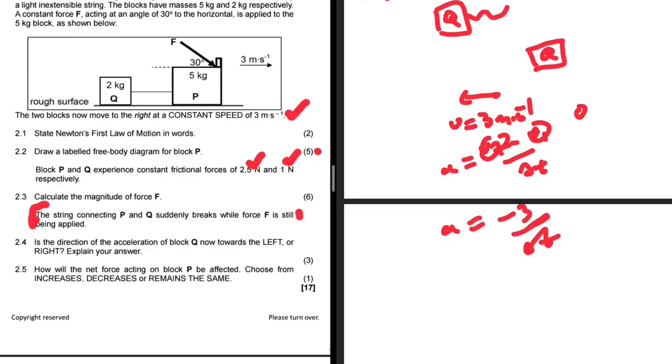And then 2.5, how will the net force acting on block P be affected? Choose from increase, decrease, or remain the same. Obviously, it's going to increase, because the net force is going to increase as we no longer have the tension which was holding it back.